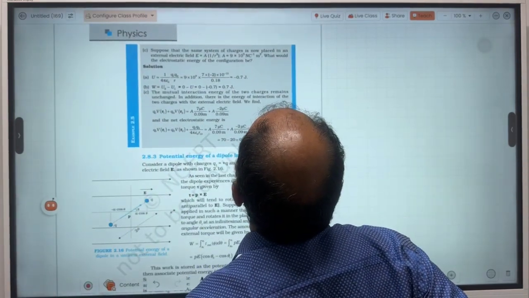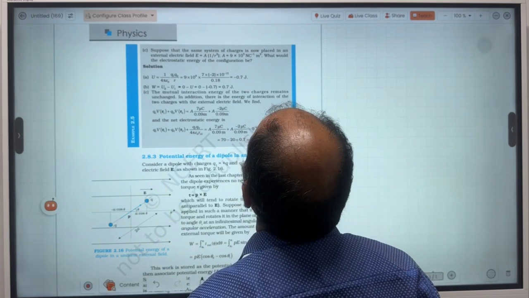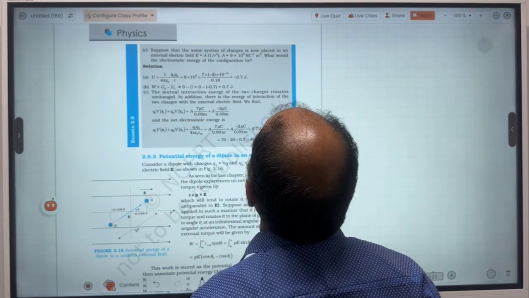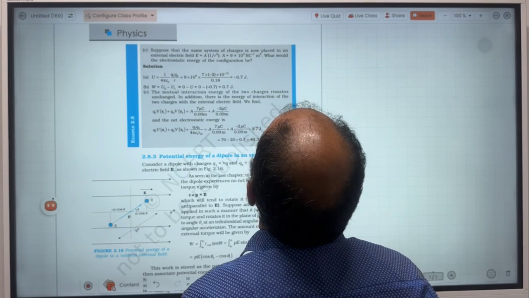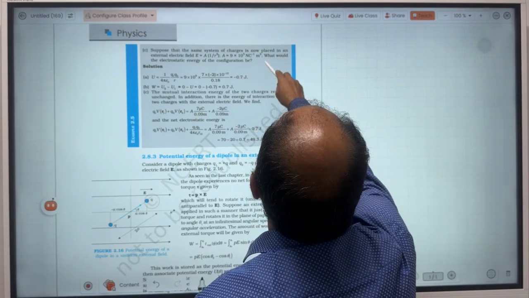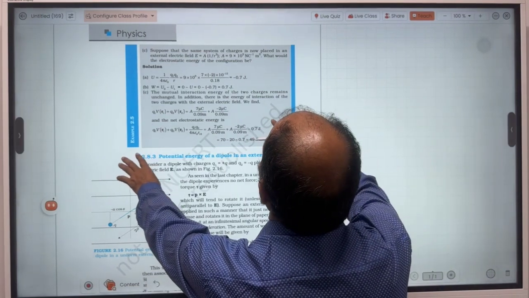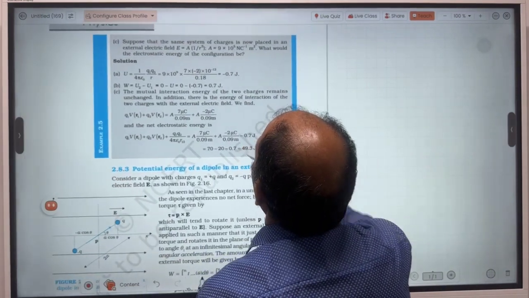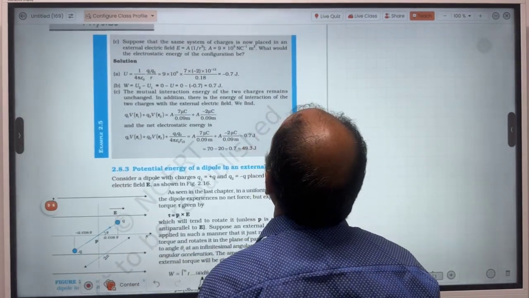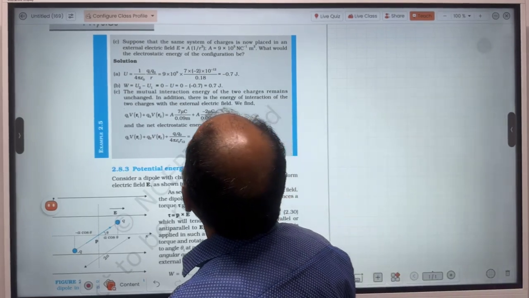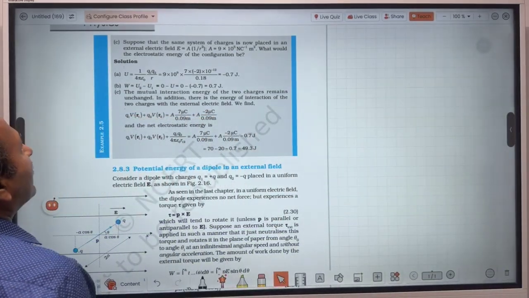Suppose that the same system of charges is now placed in an external field E equal to A upon R square, where the value of A is given. What would be the electrostatic energy of the configuration? So let's consider the first case, when the charges are given and the separation is given.